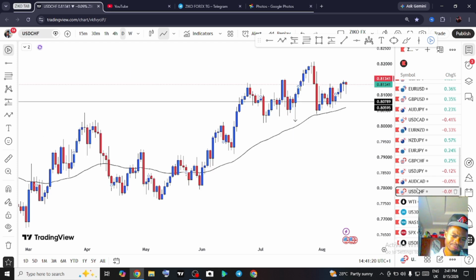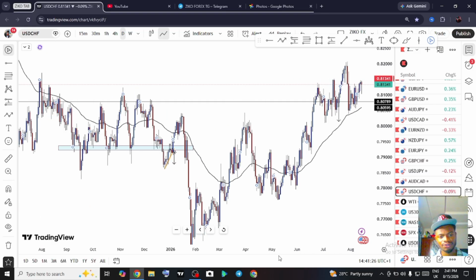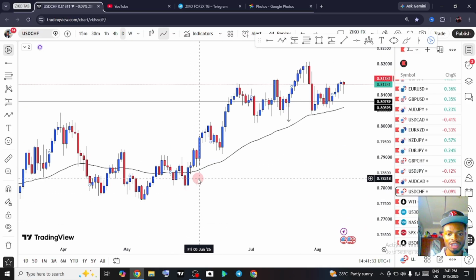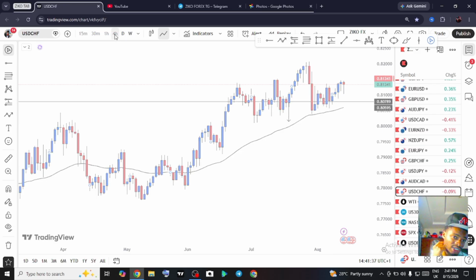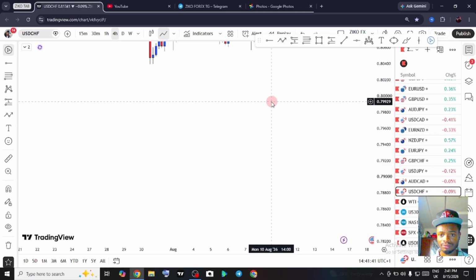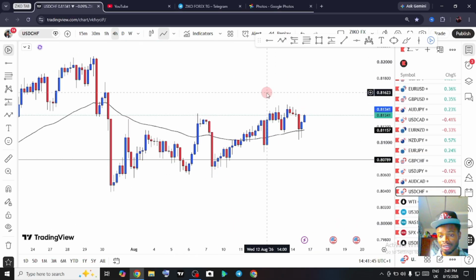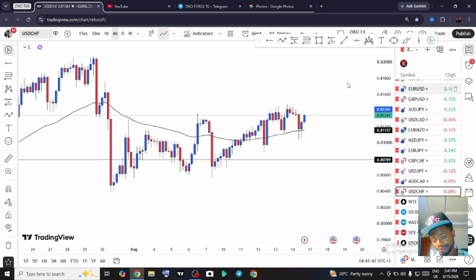USD CHF. Not really sure why I've not traded this market in a while, but I don't think this market has given me opportunities to trade. Let me look at the 4 hour. I might probably know why I'm not trading this market. This market structure, by the way. USD CHF, not interested, right?